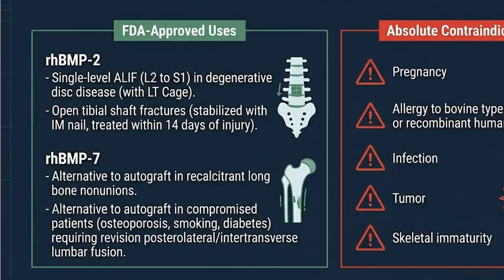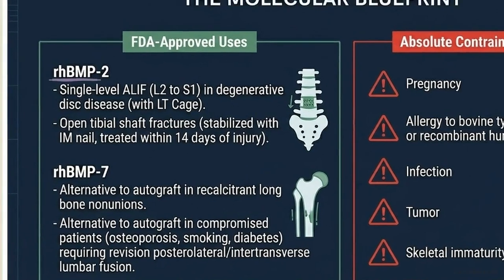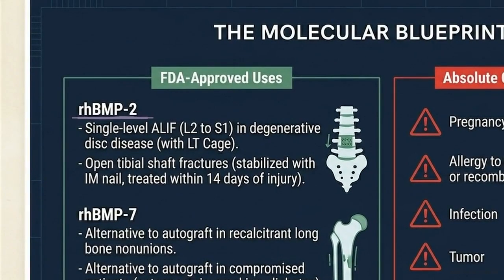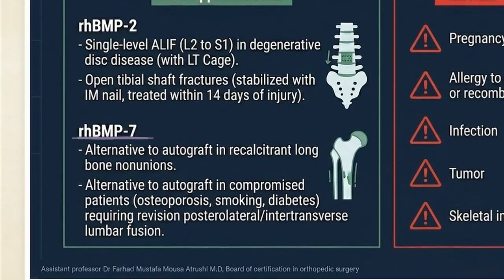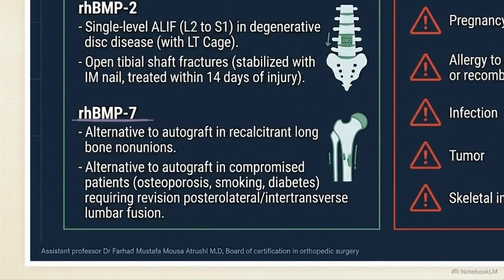Understanding these pathways dictates the safe application of commercial biologics in surgical practice. Recombinant human BMP2 is FDA approved for single-level ALIF between L2 and S1 and for acute open tibial shaft fractures stabilized within 14 days of injury. rhBMP7 is indicated as an alternative to autograft in recalcitrant long bone non-unions and compromised revision lumbar fusions.